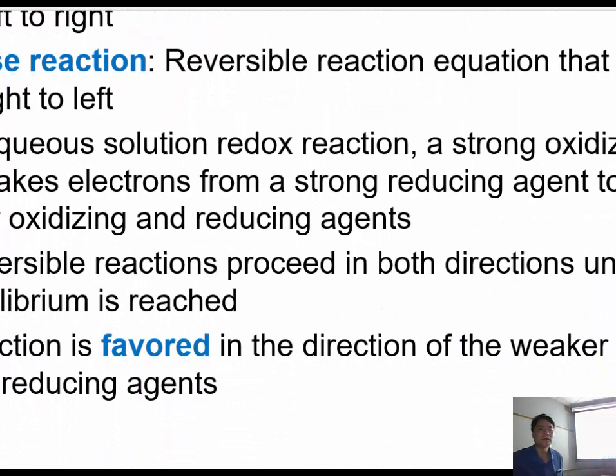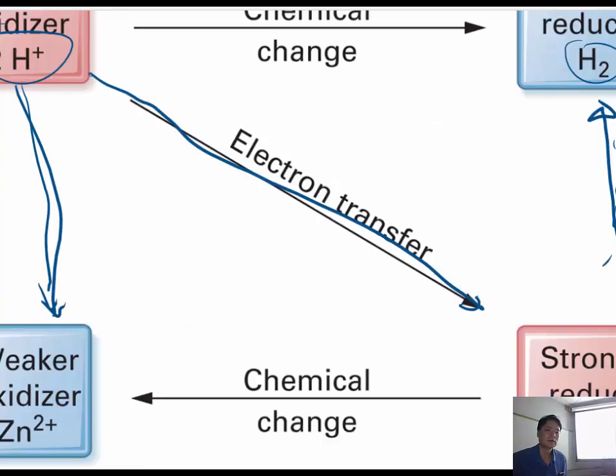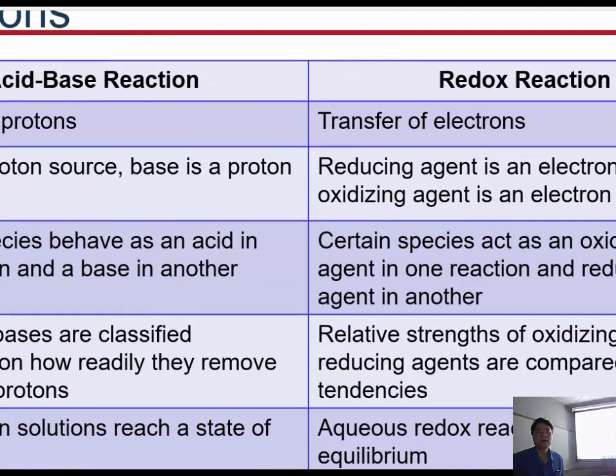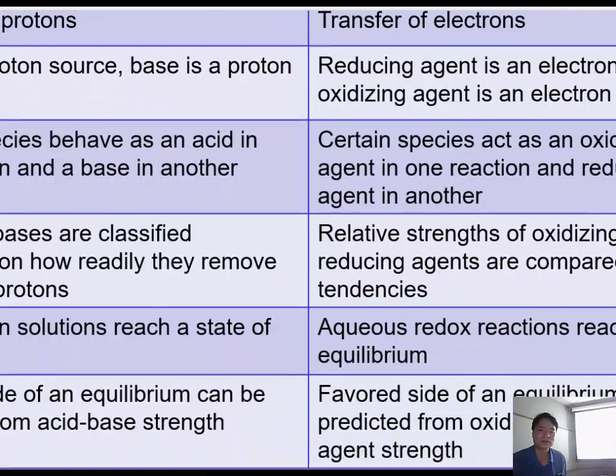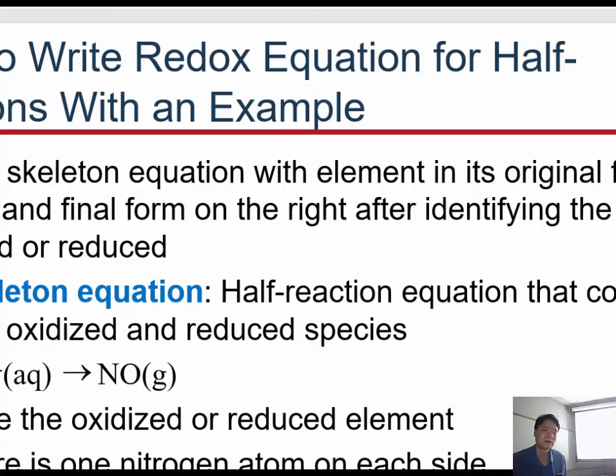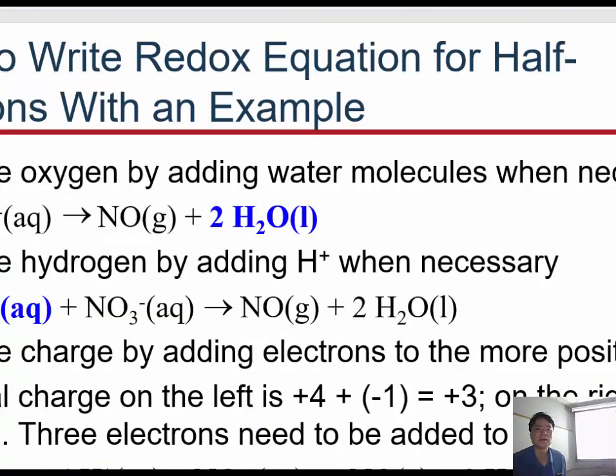And so this is our predicting redox reaction, which we just did using this. Let's go back to this slide here. And so here's a comparison between acid base and redox. Acid base is the proton, this is Bronsted. Proton transfer, redox electron transfer. So you can read about some of the similarities and differences between that.